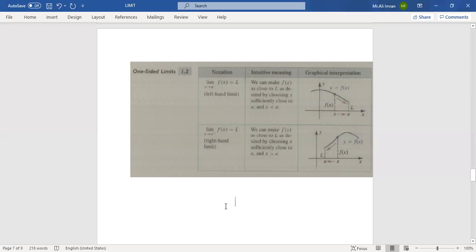We say that the limit exists if the left hand limit is equal to the right hand limit. If both limits exist and are equal, then we say that the limit exists.